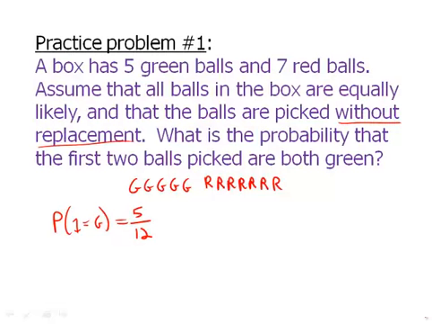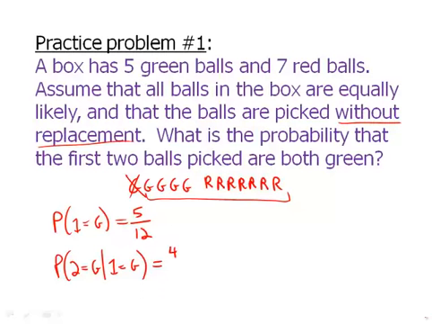That part is easy. Now notice, once we pick that, that ball is missing. So we no longer can think of this as 12 balls. Now there are 11 balls in the box. So now when I want to know the probability that my second choice is green, given that the first one is green, I'm considering this new scenario: 11 balls in the box, and 4 of the 11 are green. So that would be 4 over 11. And so for the total probability, I would multiply these two.